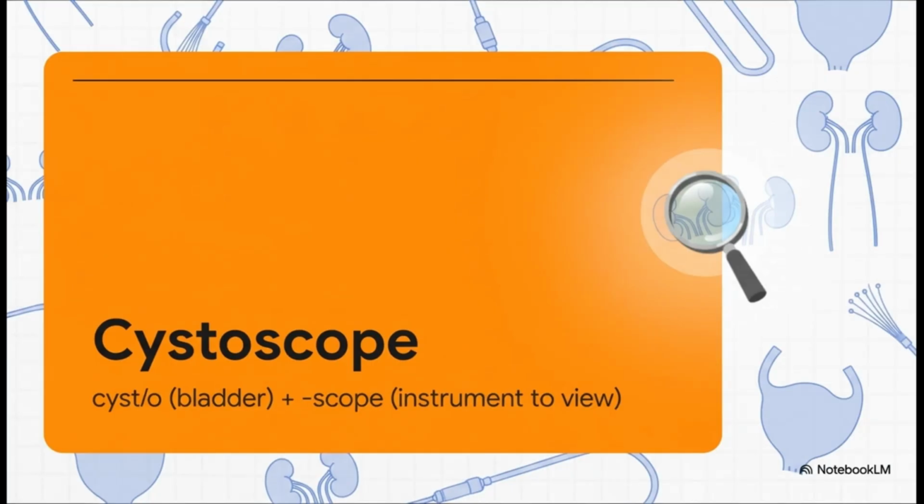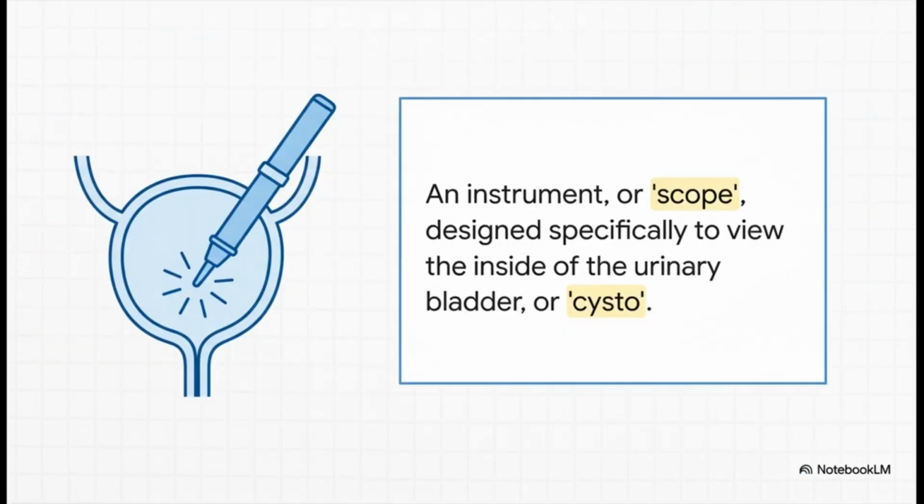All right, our final term for today is a piece of medical equipment: the cystoscope. The root, cyst slash o, refers to the urinary bladder. And the suffix, scope, well, that just means an instrument used for viewing. And once again, the name perfectly describes what it does. It's an instrument, a scope, that's designed to view the inside of the urinary bladder, the cysto part. It's a really key tool for urologists so they can examine the bladder lining directly.